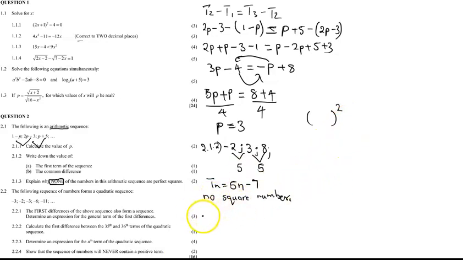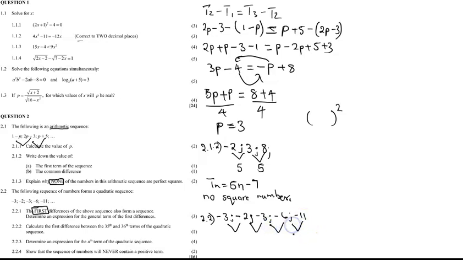And then 2.2 says the following sequence of numbers forms a quadratic. So now we've got a quadratic. You know that for a quadratic you've got the first difference and a second constant difference. So here is negative 2, and then there you've got negative 3 again, and then you've got negative 6, and then you've got negative 11. Then they say the first differences. So they are talking about the first differences, which we know they're going to be there.